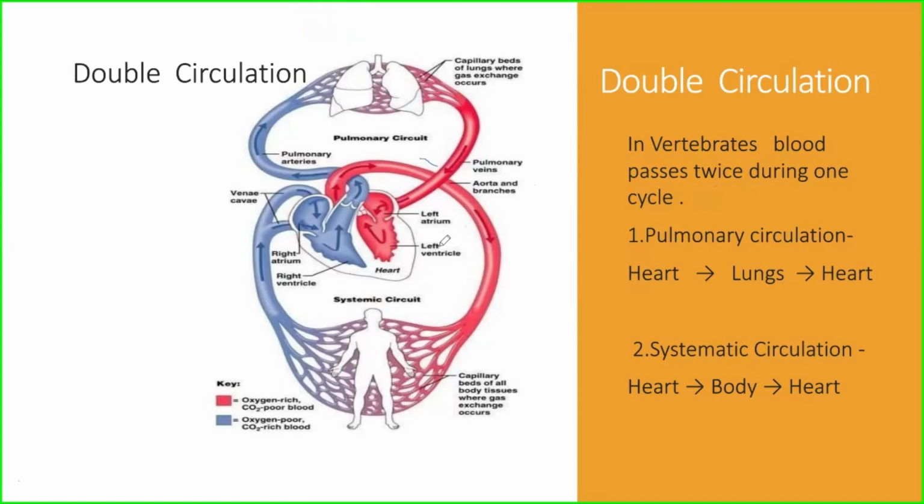In pulmonary circulation, blood passes from the heart to the lungs and then again to the heart. In systemic circulation, blood passes from the heart to body parts and comes back to the heart. In this way, blood passes two times through the heart during one cycle. This is known as double circulation.